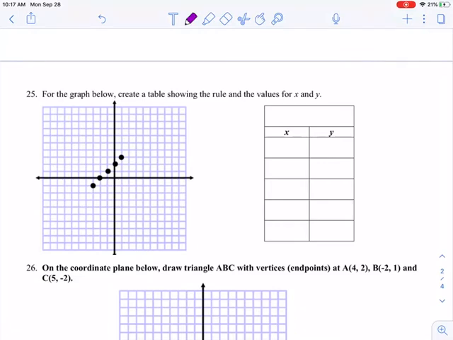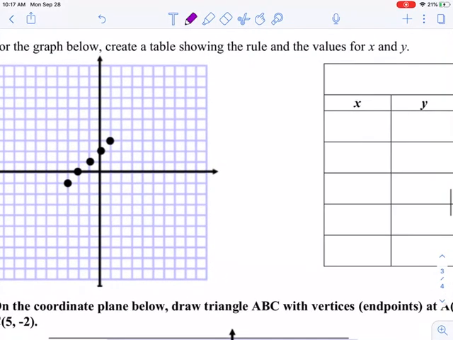Now, when they're giving you the graph and they're asking you to create the table, all you need to do is place your ordered pairs on there. So the first one down here is -3, 1. The second one is -2, 0, and then you can keep going.